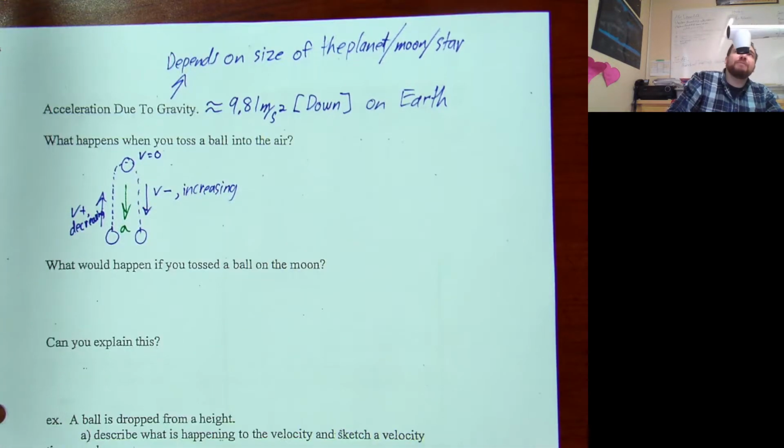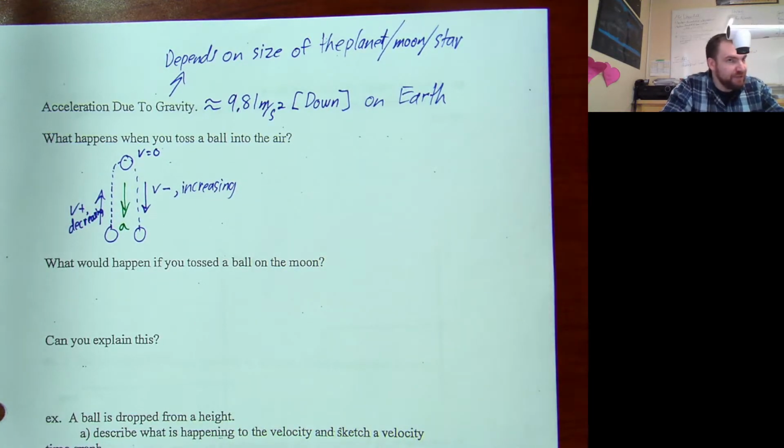What happens if you toss a ball on the moon? Has anyone seen the YouTube videos of the guys on the moon? Neil Armstrong, Buzz Aldrin, jumping around on the moon? The moon has gravity, but if you throw the ball with too much force up, you're going to hit the moon. Yeah, so the moon's got a lot less gravity than Earth does, and the reason for that is what?